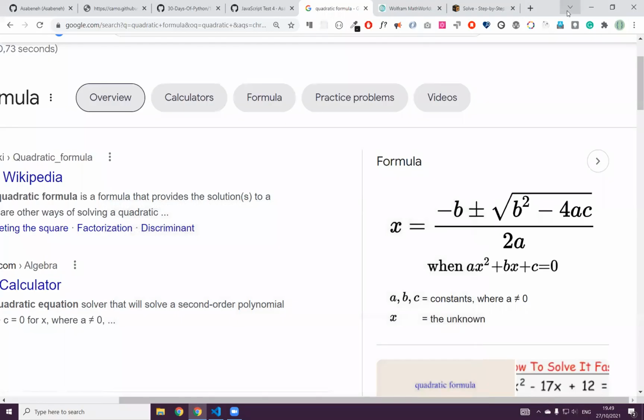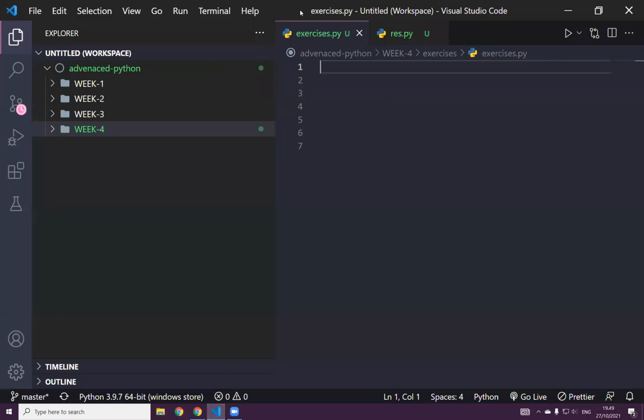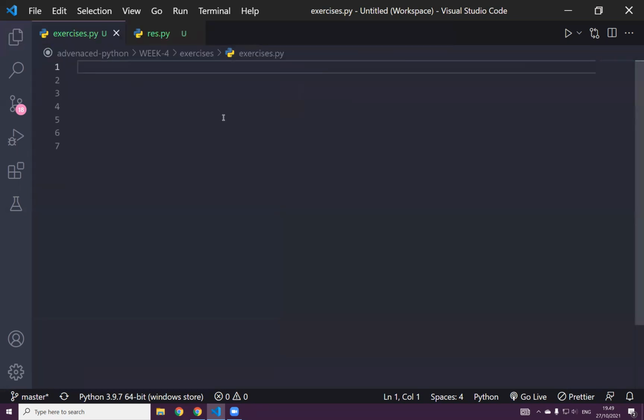There is a formula. The formula is like this: x equals minus b plus or minus the square root of b squared minus 4ac, divided by 2a, and this usually gives you the solution set. When you calculate this, in one case you use plus, and in the second case you use minus. So now let's start. Maybe I can call this file quadratic equation.